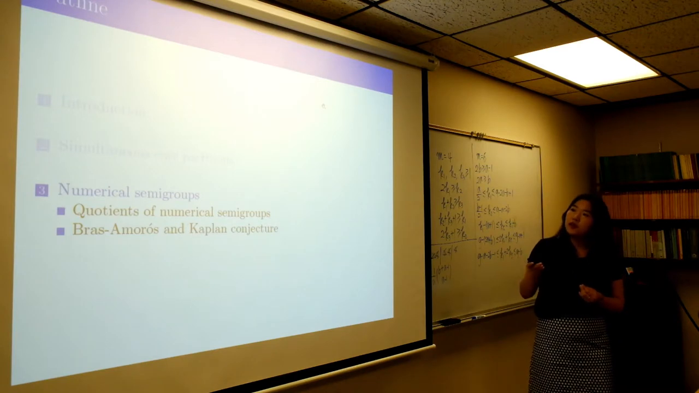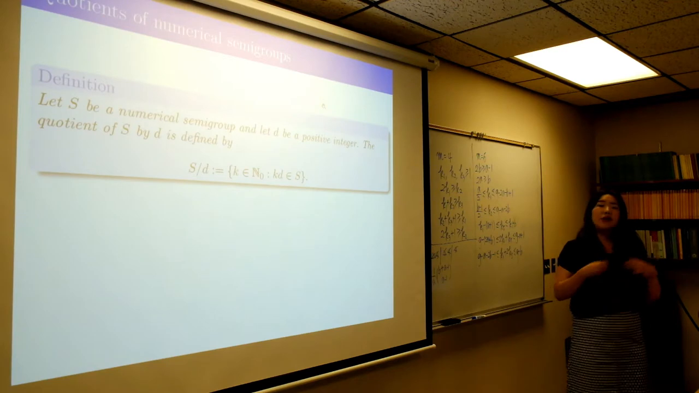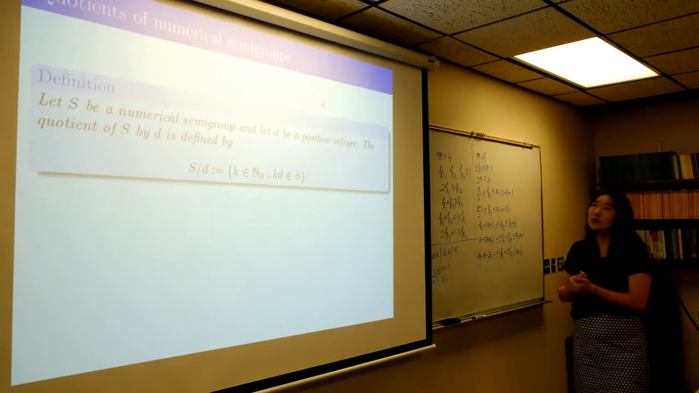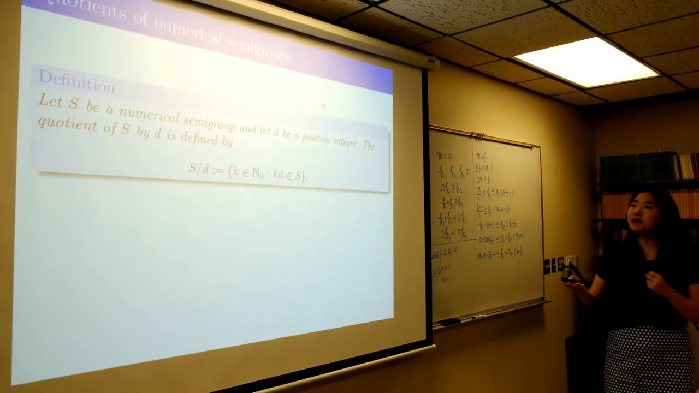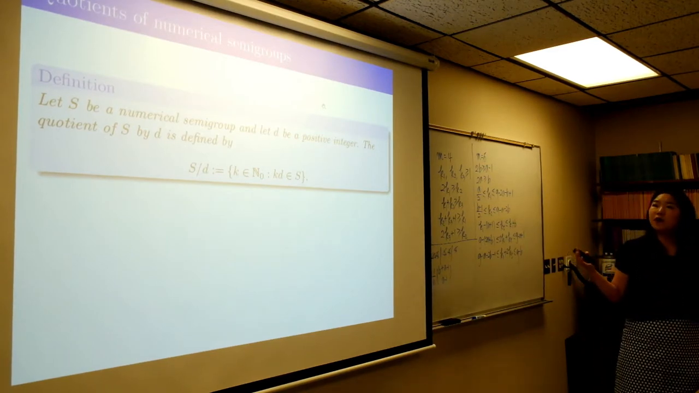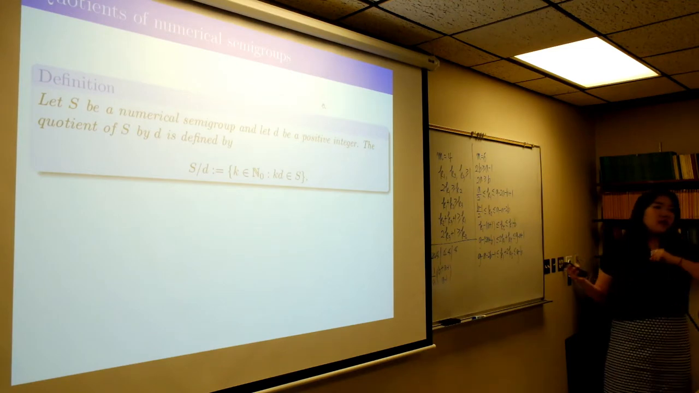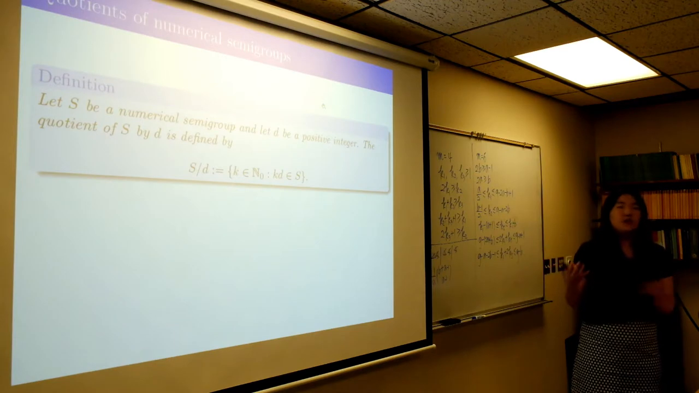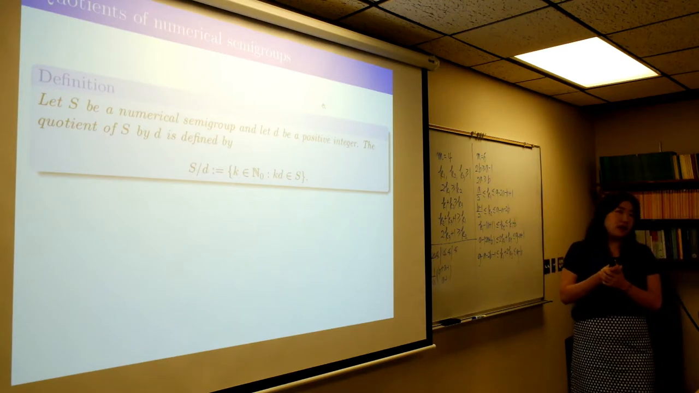And for the main result on the quotient of numerical semigroups, let me also define this term, the quotient of numerical semigroups. We let S be a numerical semigroup, and among the elements of S, we collect all the multiples of d and then divide by d. Then the set of those elements is the quotient of the numerical semigroup S by d.